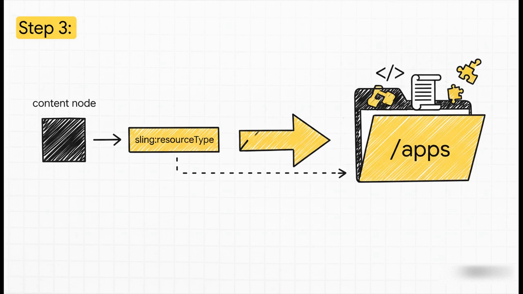That value, myproject/components/page, isn't just a random string. Sling maps it directly to a path in the repository, almost always under /apps. And that's where your components live. So now, Sling knows the exact folder that holds all the possible assembly instructions for this piece of content.